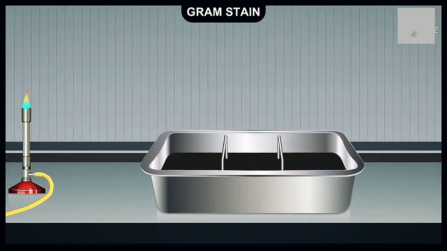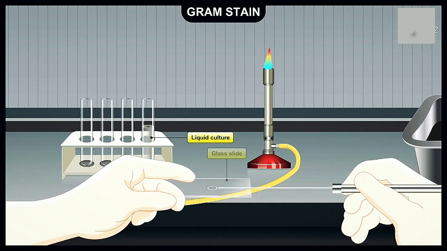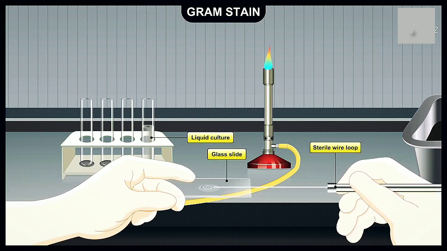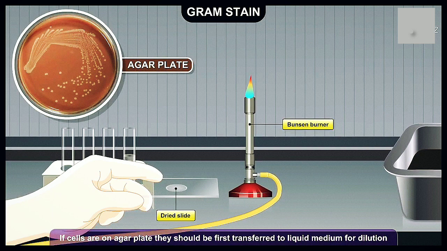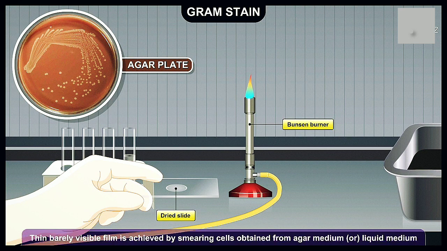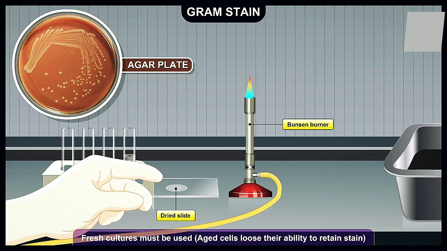In the first step of the gram stain procedure, cells from a fresh culture are transferred to a clean slide and allowed to dry. If the cells are on an agar plate, they should first be transferred to a liquid medium for dilution. The cells should form a thin, barely visible film. This can be achieved by smearing cells obtained from the surface of an agar medium or from a liquid culture. Fresh cultures must be used because as cells age, they lose their ability to retain the stain.